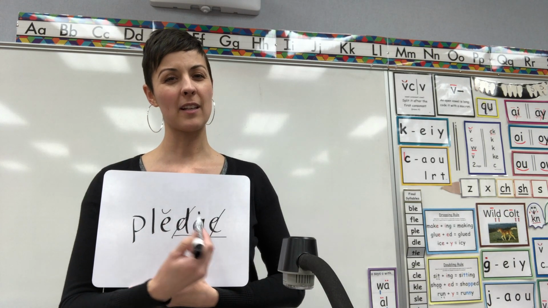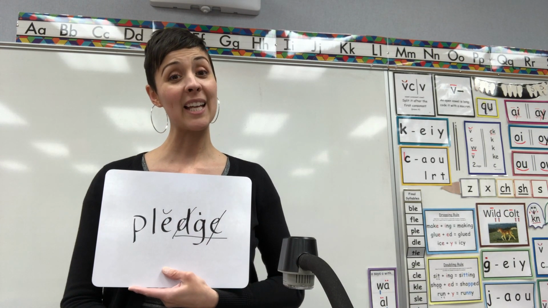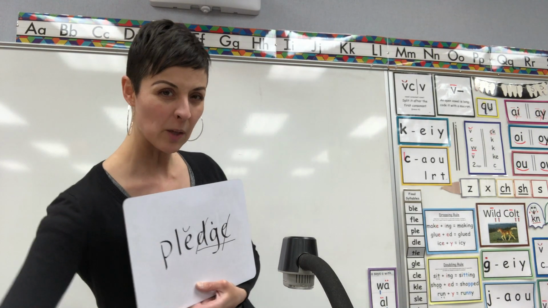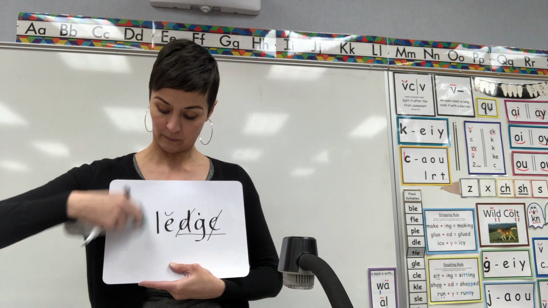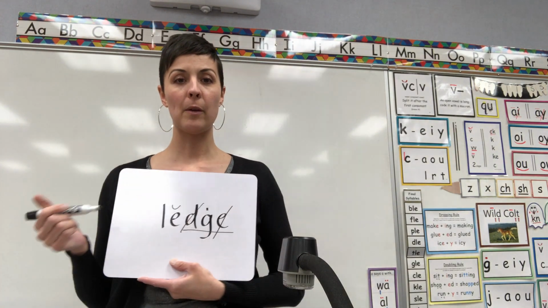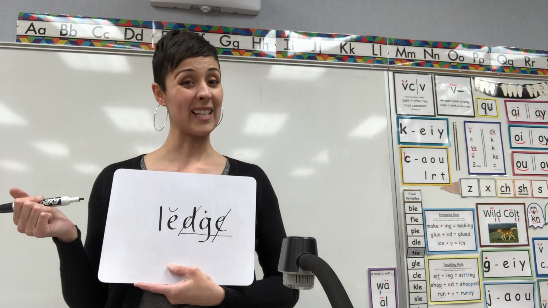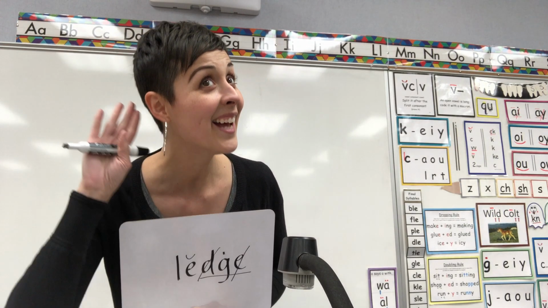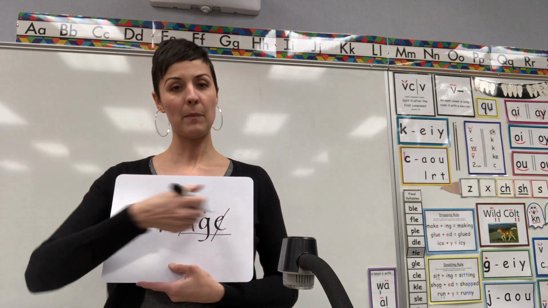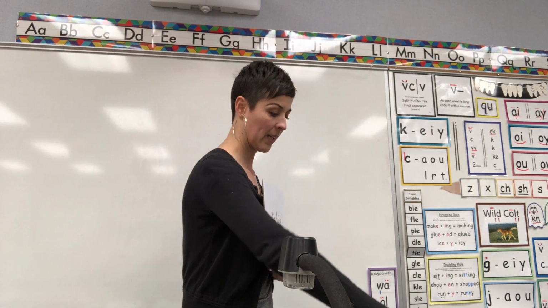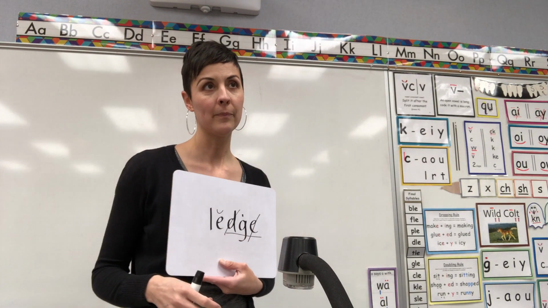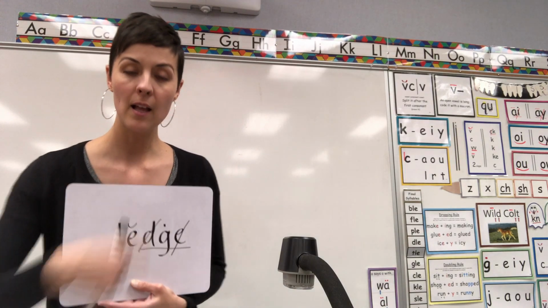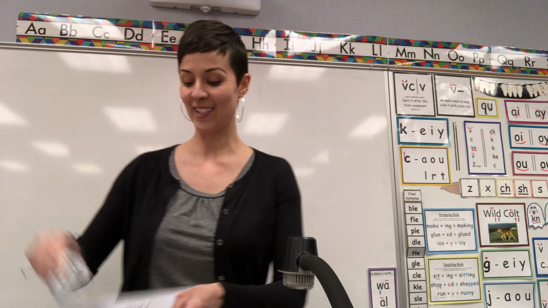Underline, cross out, J dot. Pledge. Will you erase just the letter P? If you erase just the letter P, it used to say pledge. Now it says ledge. Ledge means the edge of something. Like the edge of a building or the edge of a cliff is called a ledge. Erase, erase.